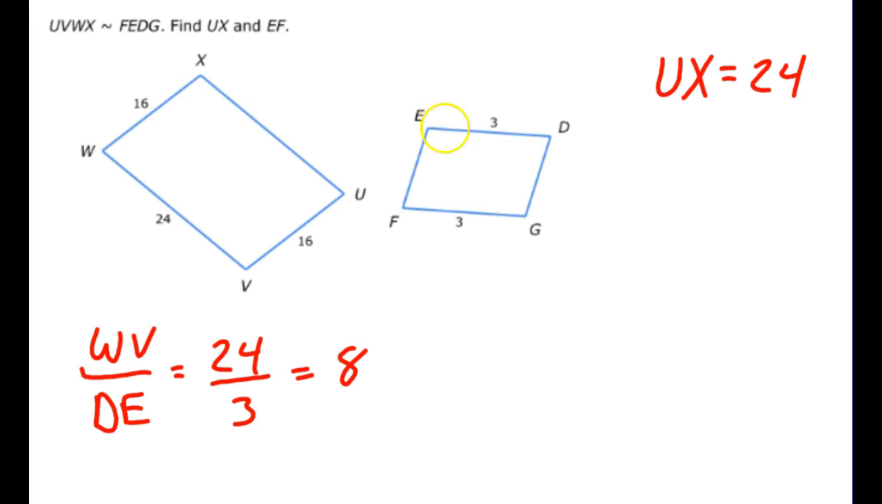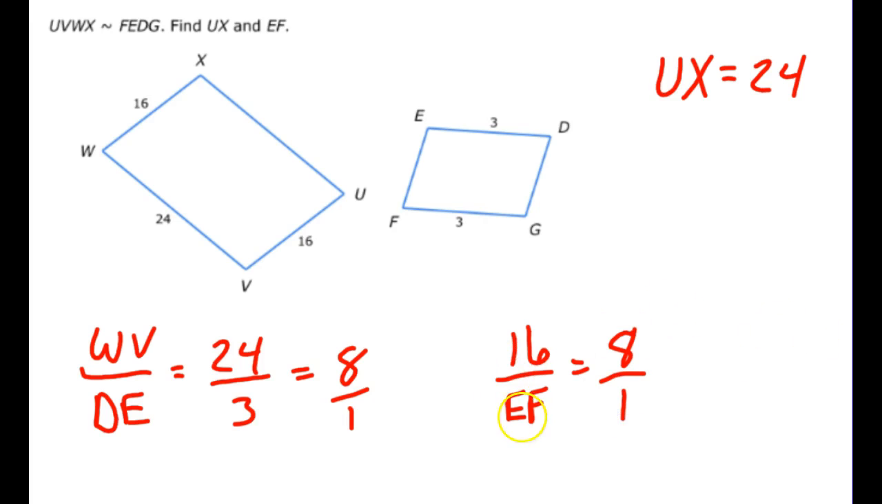Now we want to find the length of EF. EF corresponds to VU. So VU is a value of 16. So 16 over EF, what we're looking for, is going to be equal to the ratio we came up with, the scale factor before, which was a value of 8, which is the same as 8 over 1. So we can create a proportion.